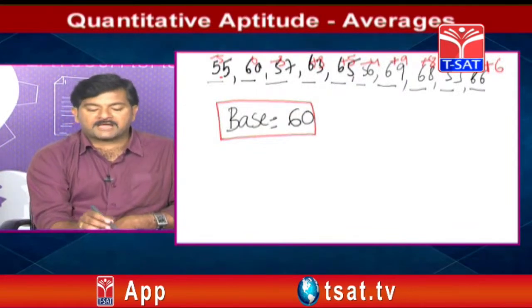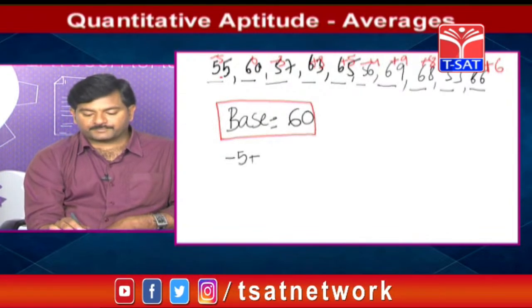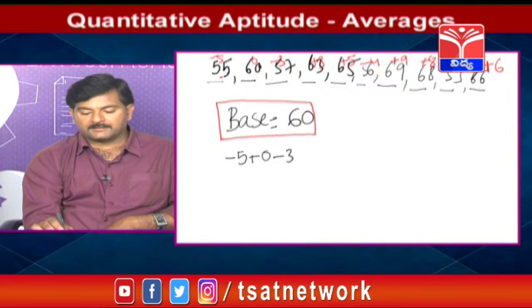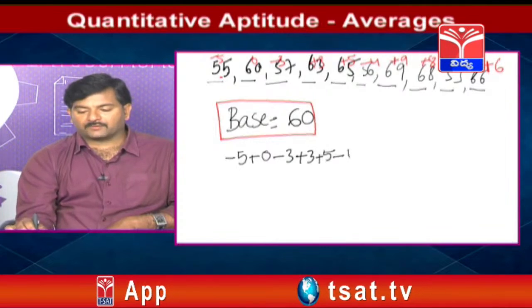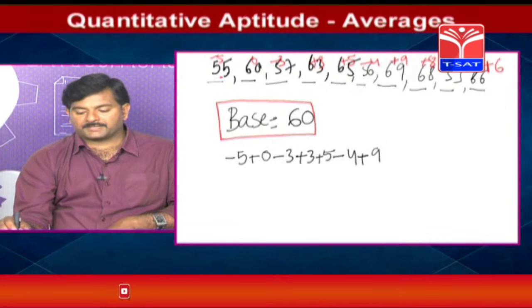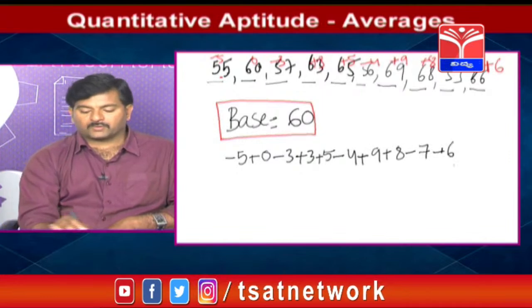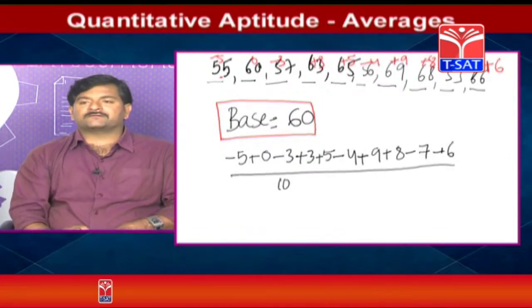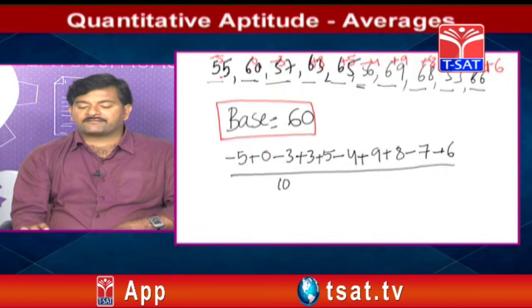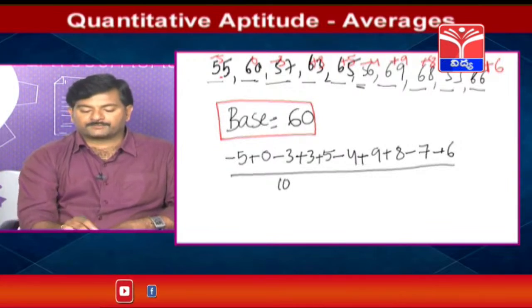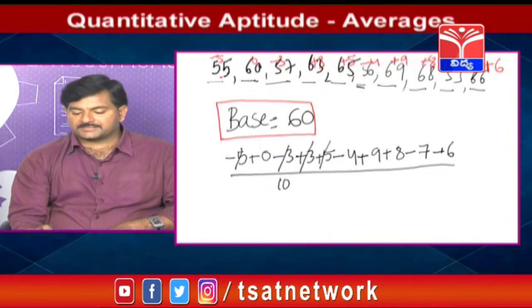Average of those numbers means minus 5 plus 0 minus 3 plus 3 plus 5 minus 4 plus 9 plus 8 minus 7 plus 6, whole by 10. Instead of finding the average of these two-digit numbers, it is very easy to find the average of these numbers. Here plus 5 minus 5, plus 3 minus 3 cancel, and next observe what is given.